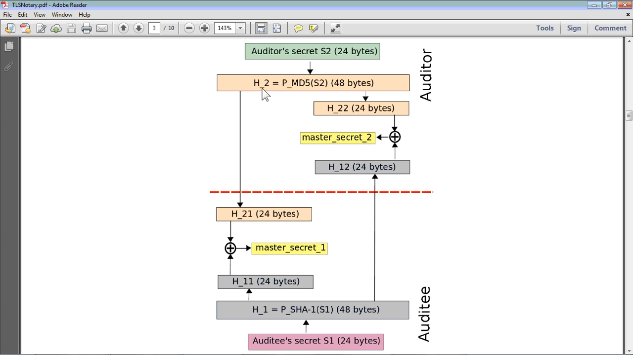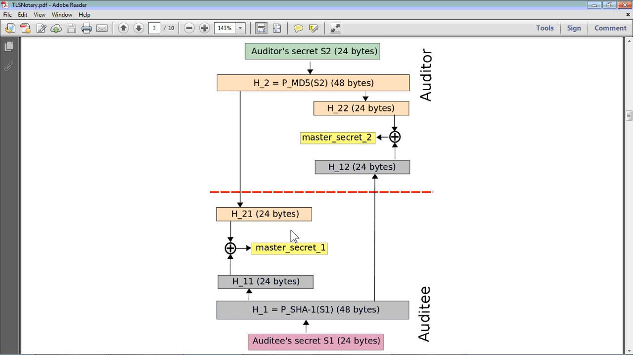So here you see the first step is to do, on the auditee side, let's say, it doesn't really matter which side, auditee side P-MD5, auditor side P-MD5 and auditee side P-SHA-1. Now remember that because of that recursive process you can generate as many bytes as you want, so what we do is we generate 48 bytes on both sides. Just to recap, usually in normal TLS all of this will be done on one machine, but we can do it on two separate machines. So the auditor generates his first P-MD5, and the auditee generates his first P-SHA-1.